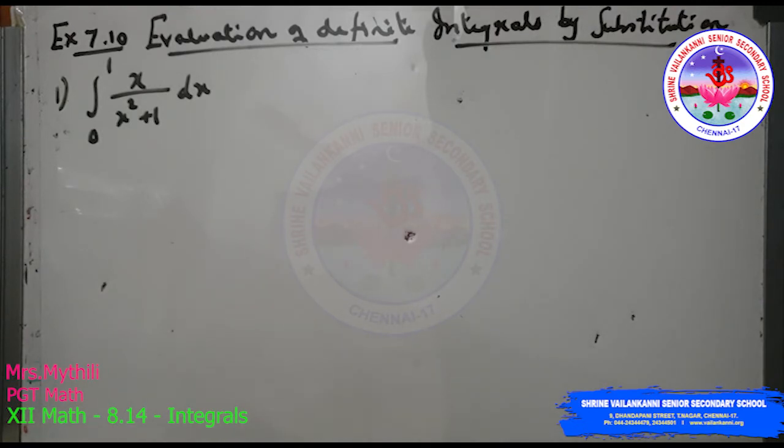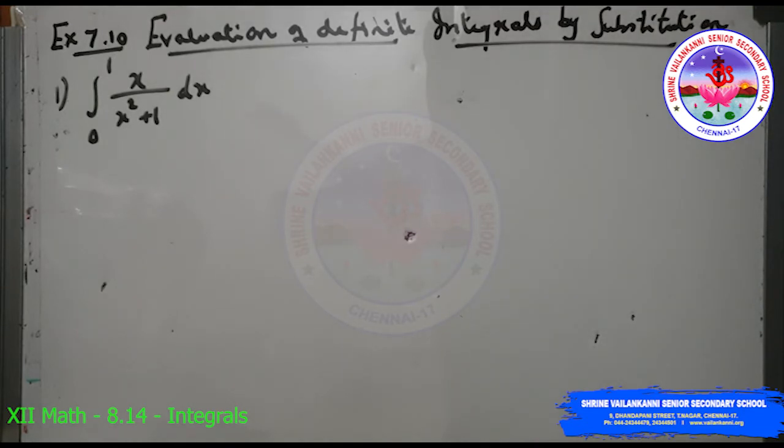So exercise 7.10, first question. Evaluate the integrals using substitution. Integral of 0 to 1 x by x square plus 1 into dx. So to evaluate the integral a to b f of x dx by substitution, three steps can be followed.